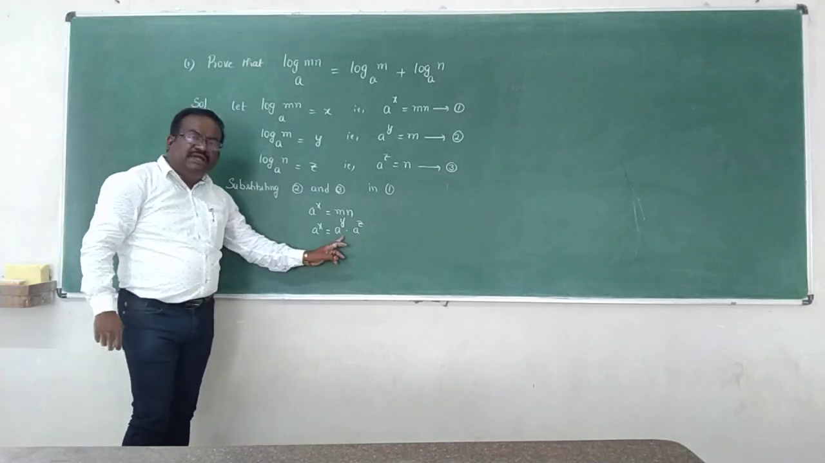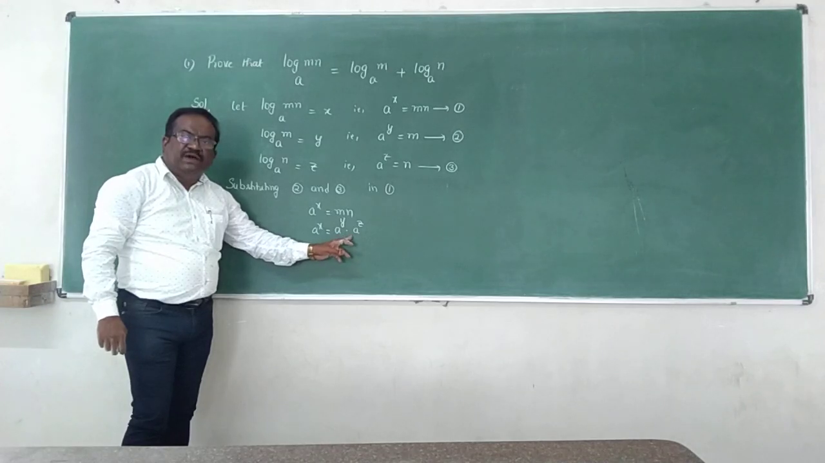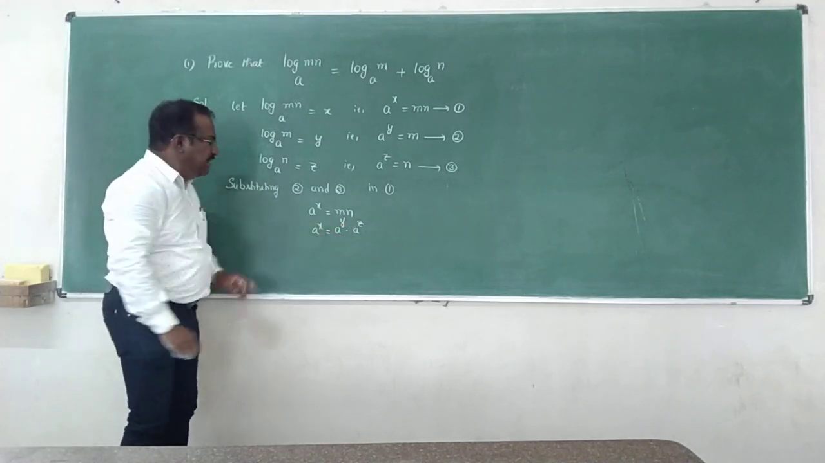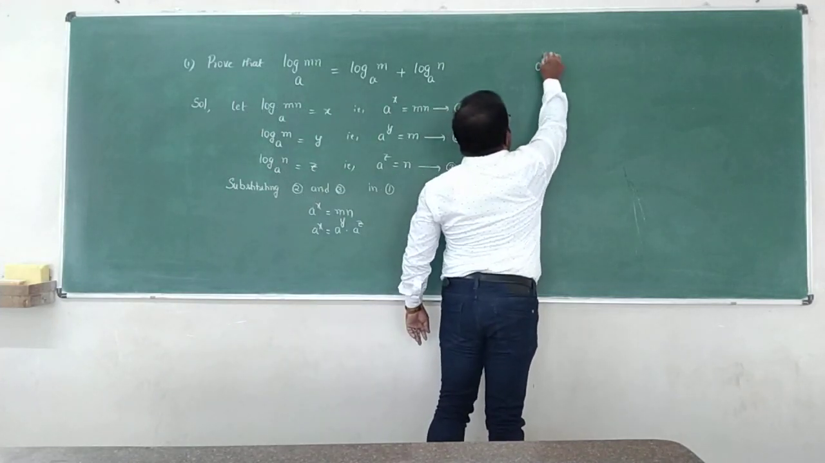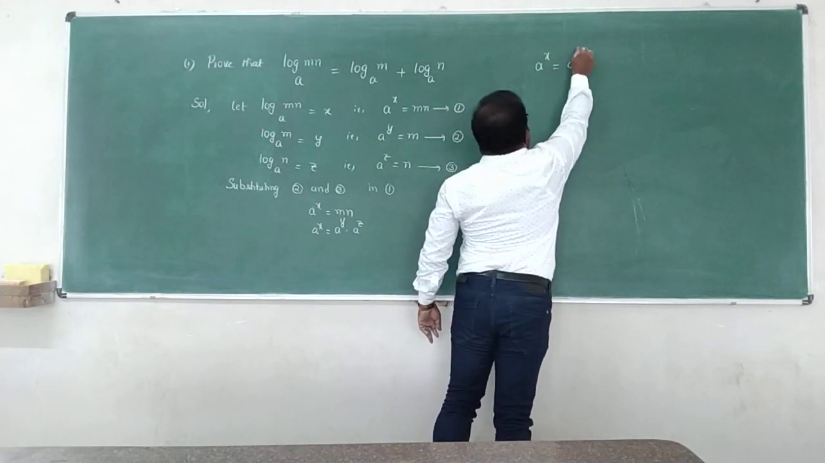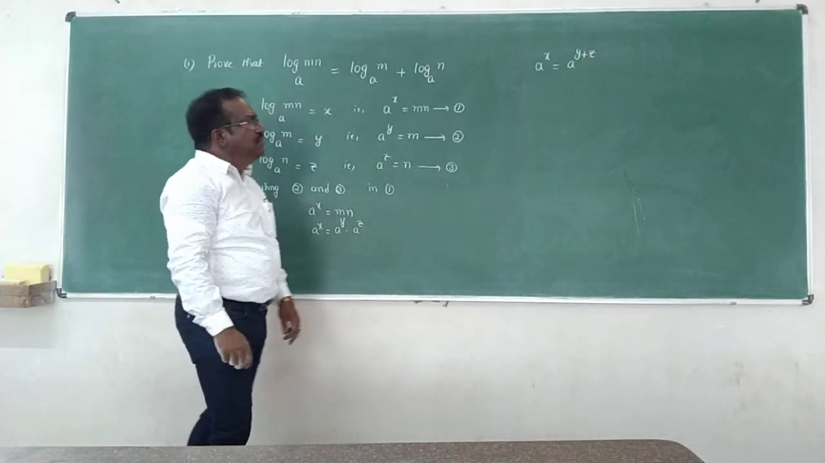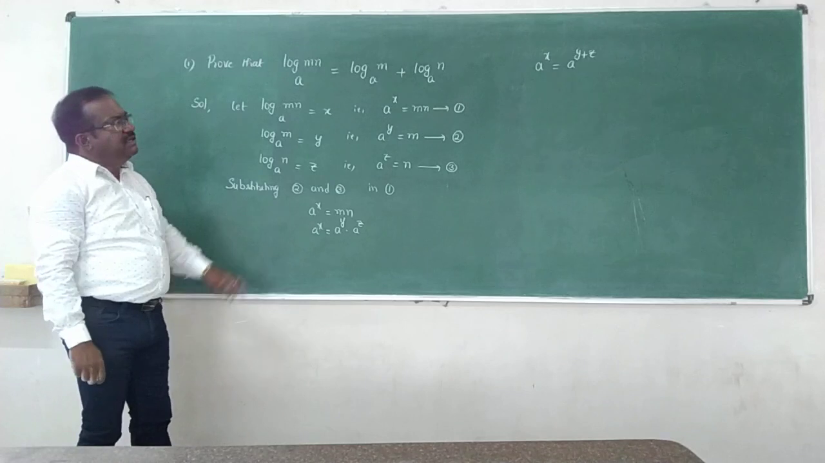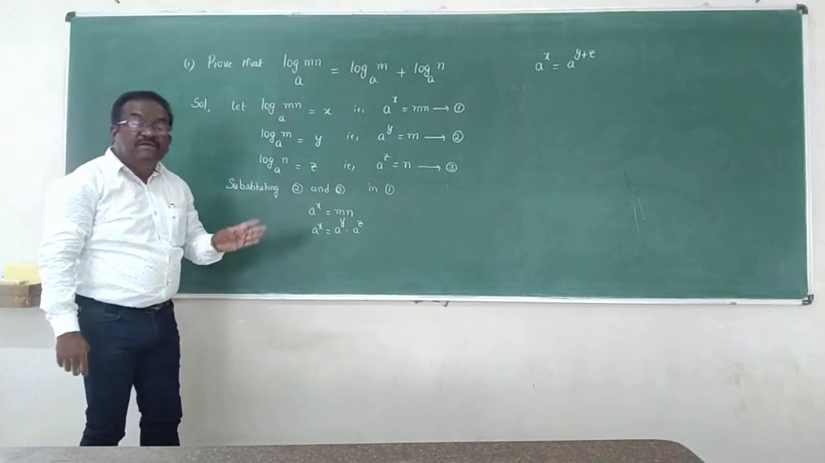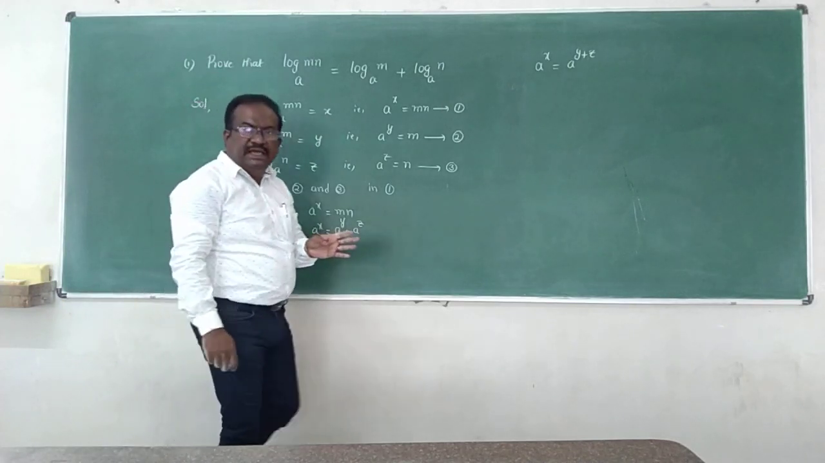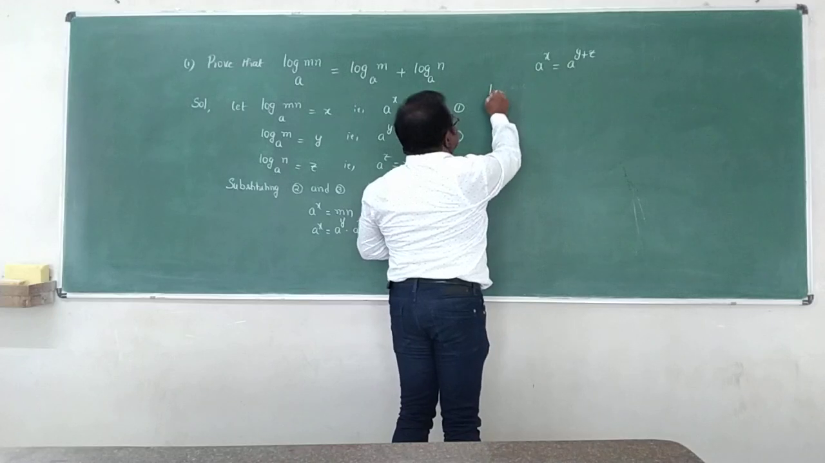Here you can observe that on the right side, they are in the product form, children. When they are in the product form, can we add the exponents? Yes. That is, a power x is equal to a power y plus z. And you can observe there, both the sides bases are equal. When bases are equal, what do we know, children? Exponents should be equal.